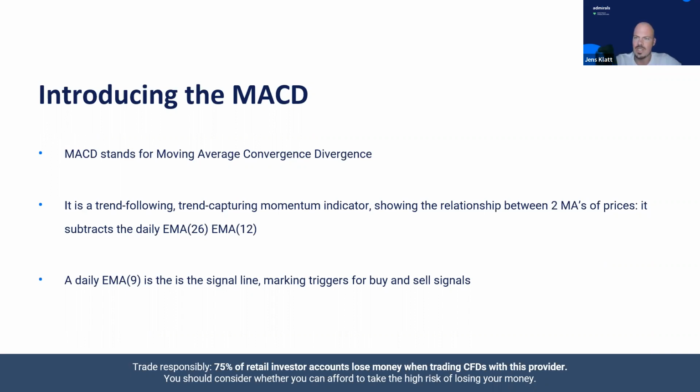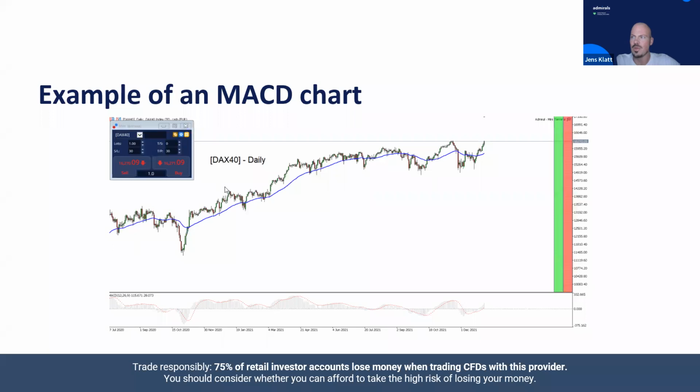And then we take a third exponential moving average, aggregation 9, and this is our trigger line, in fact, which is responsible for buy and sell signals. So what we have here is the DAX. I just took the screenshot several minutes ago, so this is the most recent chart. And you can see here a histogram.